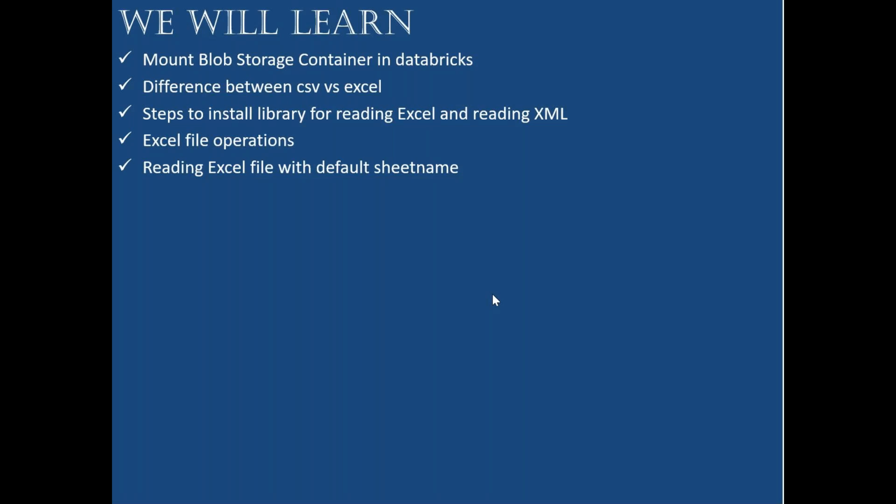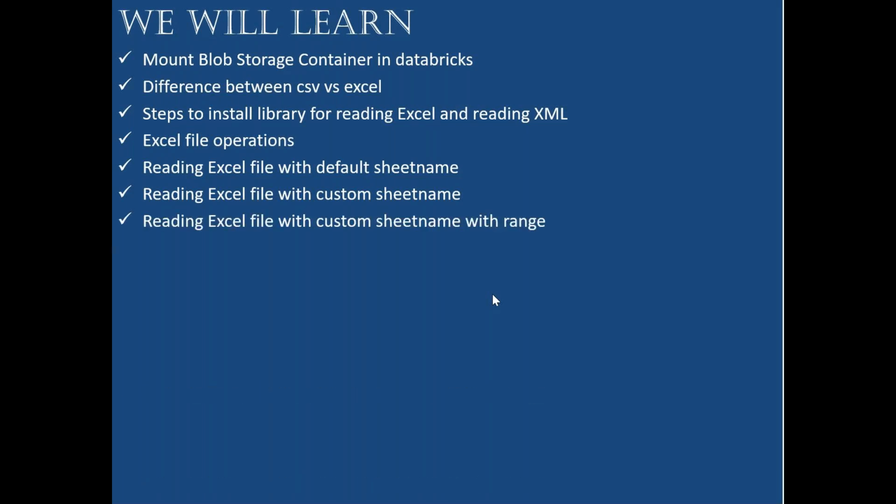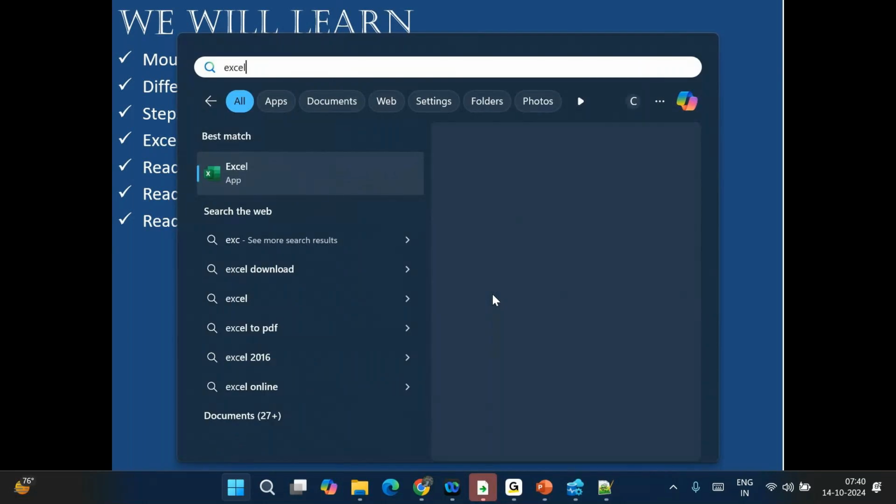Default, Sheet 1. Okay, so that is what the default sheet name means. Custom sheet name means, maybe if you want to read directly Sheet 3 or Sheet 4, you are able to pass it. We will discuss how to pass it. Next, read Excel file with a custom sheet name with a range.